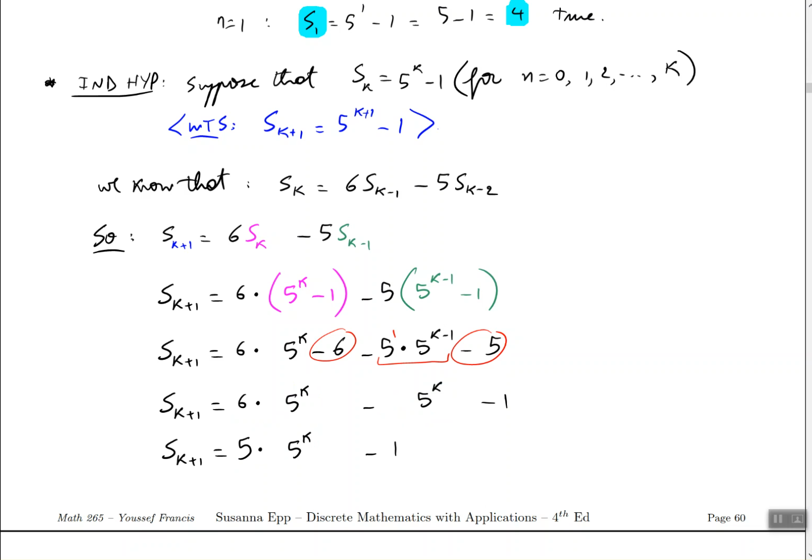And finally, 5 times 5 to the power of k is going to be equal to 5^{k+1} minus 1. And this is exactly what we were looking for in our statement up here, where we wanted to show that s_{k+1} is 5^{k+1} minus 1. So that's a pretty cool theorem, and we're basically finished with this one. So see you in the next video.